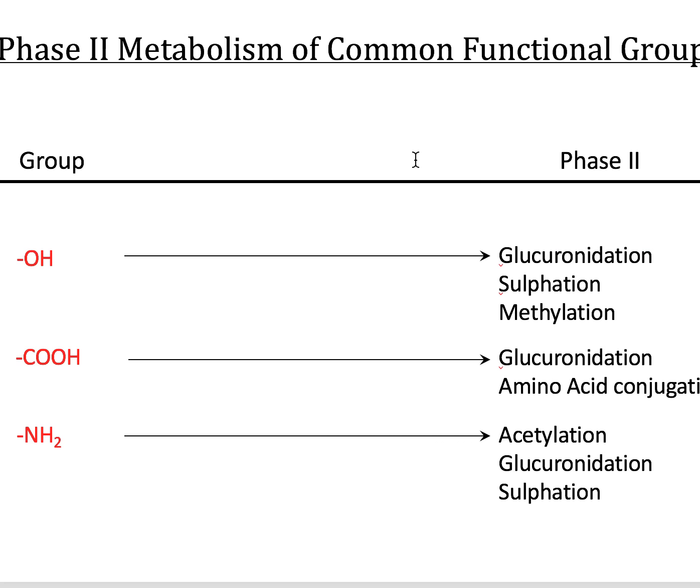So a simple way to put all of this will be OH, carboxylic acid, NH2. OH is involved in glucuronidation, sulphation, methylation. The carboxylic acid is mainly involved in amino acid conjugation and glucuronidation. NH2 is involved in sulphation, acetylation, and glucuronidation again. So you see glucuronidation involves all three of these. So what you want to do is just learn these three and then go back, maybe rewind the video and then learn the different types of examples that I gave, which were given to me from our lecture slides.